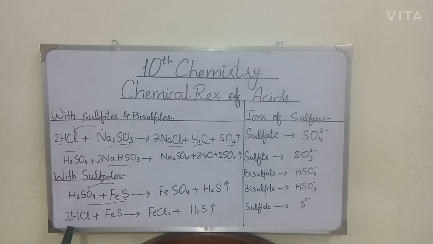Similarly, another reaction takes place. HCl acid reacts with FeS, and in this reaction Fe reacts with Cl and produces FeCl2, iron chloride, and H reacts with the sulfur and produces H2S gas. So by using this reaction H2S gas is produced, and the identity of this gas is that H2S gas has a rotten egg smell. Yes, H2S gas has a rotten egg smell, and by recognizing this type of smell, rotten egg smell, we can identify whether this reaction takes place or not.